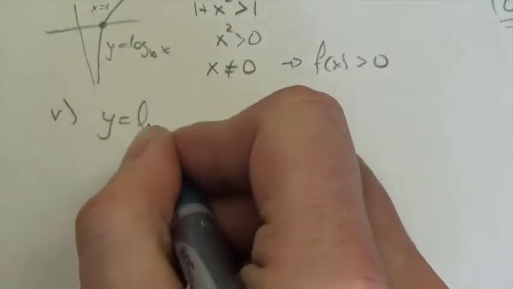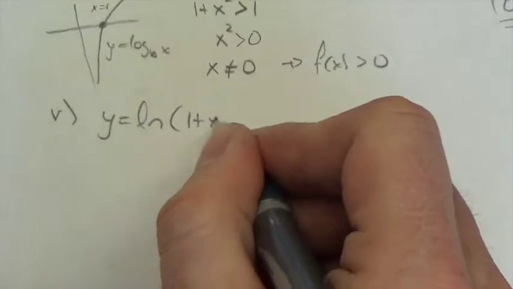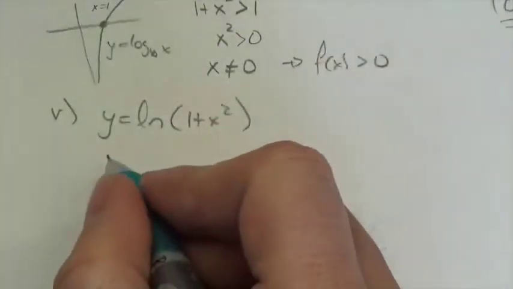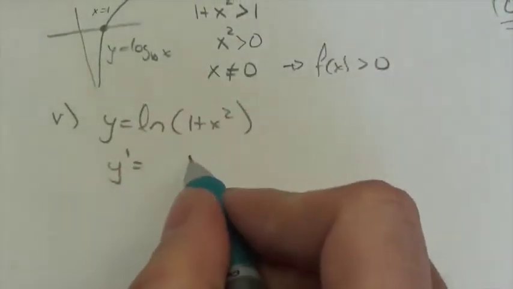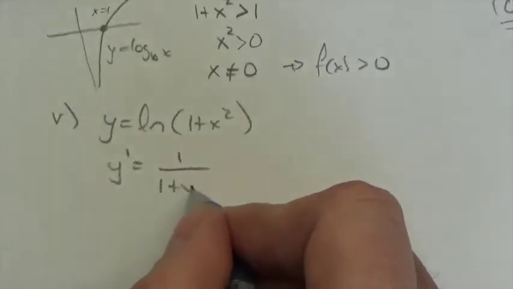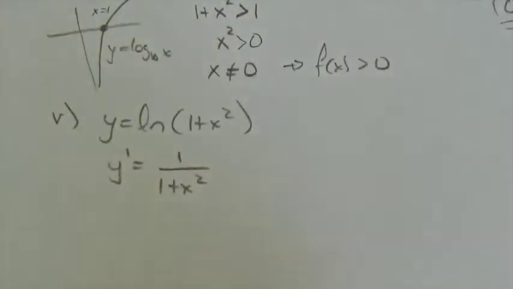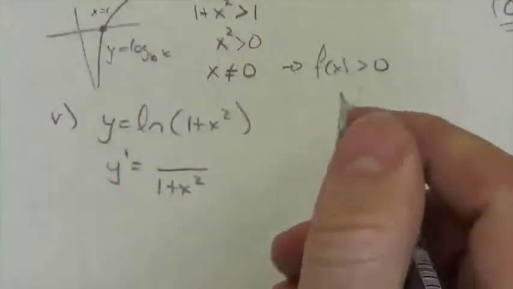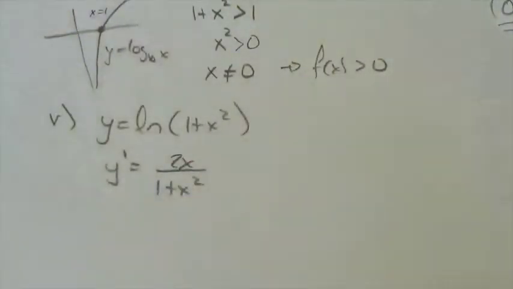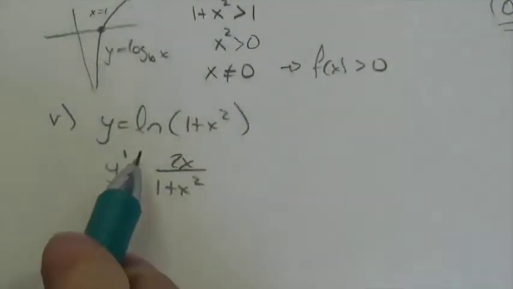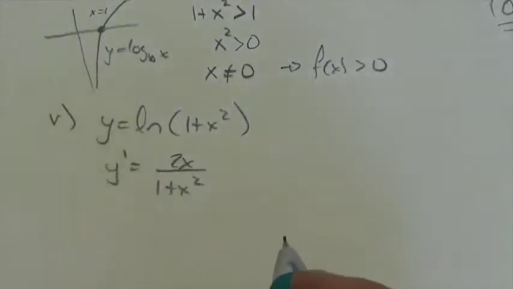So we'll just rewrite the original function because it's nice to have that handy as we're going through this. The derivative will be 1 over 1 plus x squared. And then I'm going to multiply by the derivative of what's inside there, using the chain rule. I'll just do that right on top here. And that is going to get me 2x. So the derivative of the natural log of 1 plus x squared is going to be 2x over 1 plus x squared.